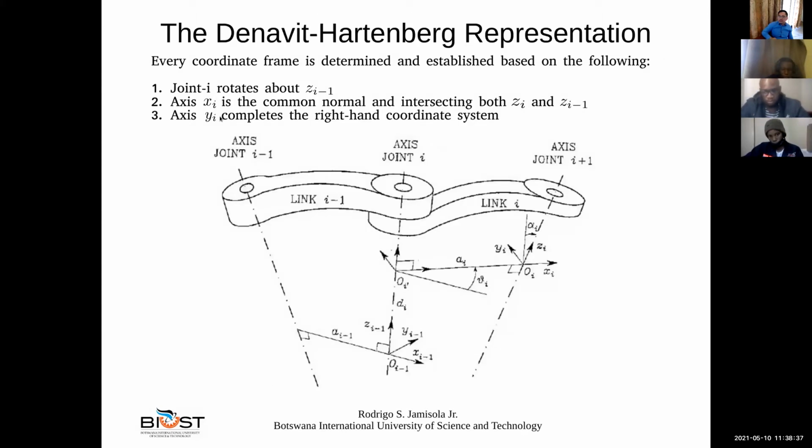Okay, next. Now we go to how we assign frames between joints. We are following what we call the Denavit-Hartenberg convention. Why do we need this convention? What do you think? Why do we need a convention to define the transformation between two joints? Why? Anyone?